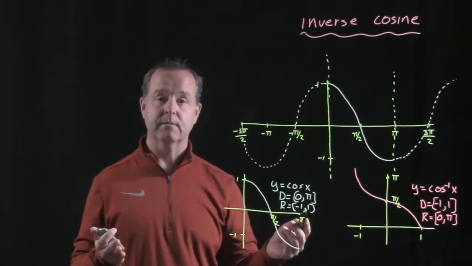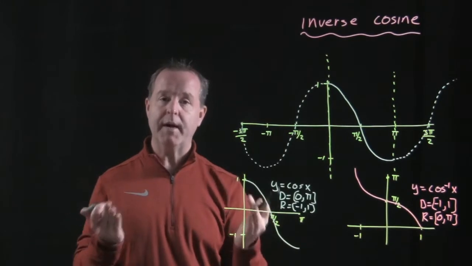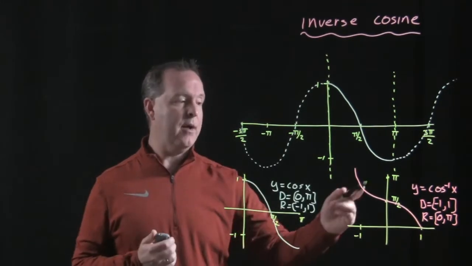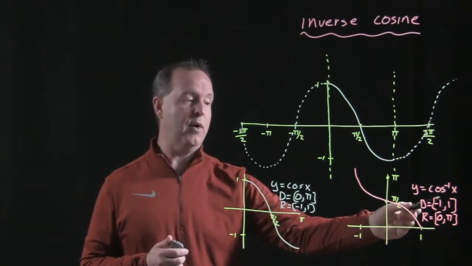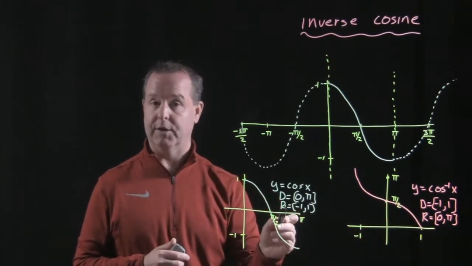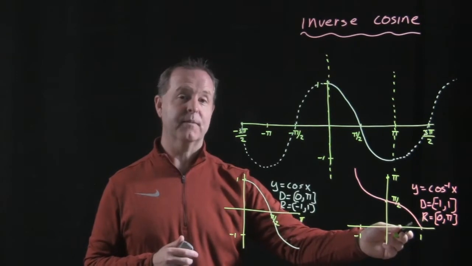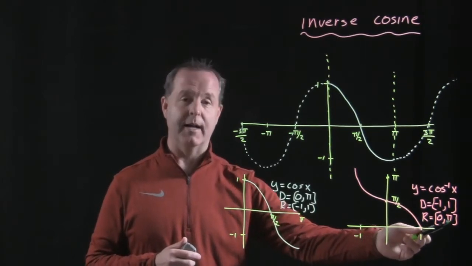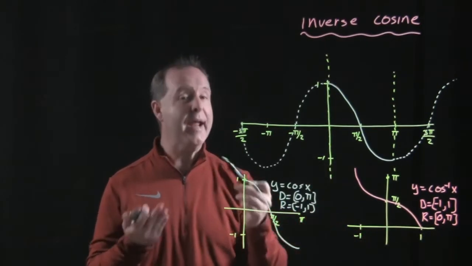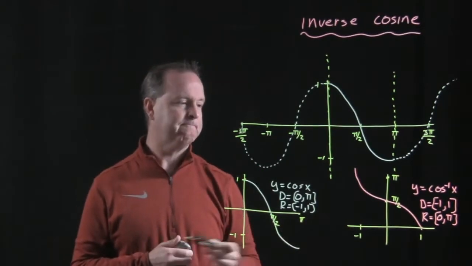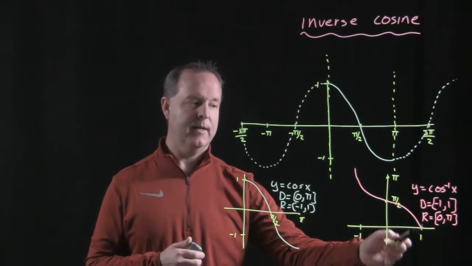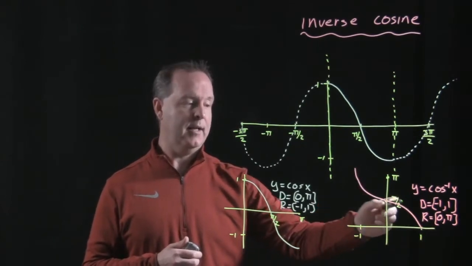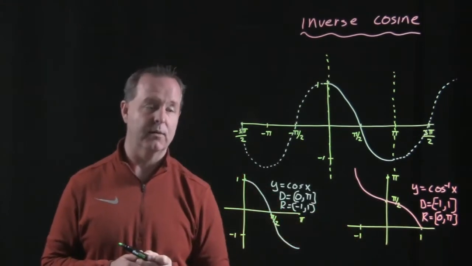Its inverse will be all those coordinate points switched around, and we can see that we have a new domain, which is -1 to 1, which is the range of the cosine function, and its range of the inverse is from 0 to pi, which matches up with the domain of the cosine function. And then you can see that I graphed it here from -1 to 1, and then from a height of pi as it squiggles on down to 0.